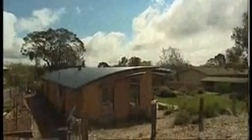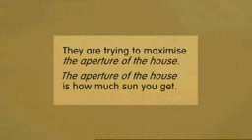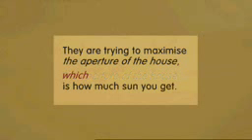Here's another example. Trying to maximise what we call the aperture of the house, which is how much sun you actually get into in winter. He uses an independent and a dependent clause here. Look at these two sentences. They are trying to maximise the aperture of the house. The aperture of the house is how much sun you get. He joins these two sentences together with a relative pronoun. They are trying to maximise the aperture of the house, comma, which is how much sun you get.